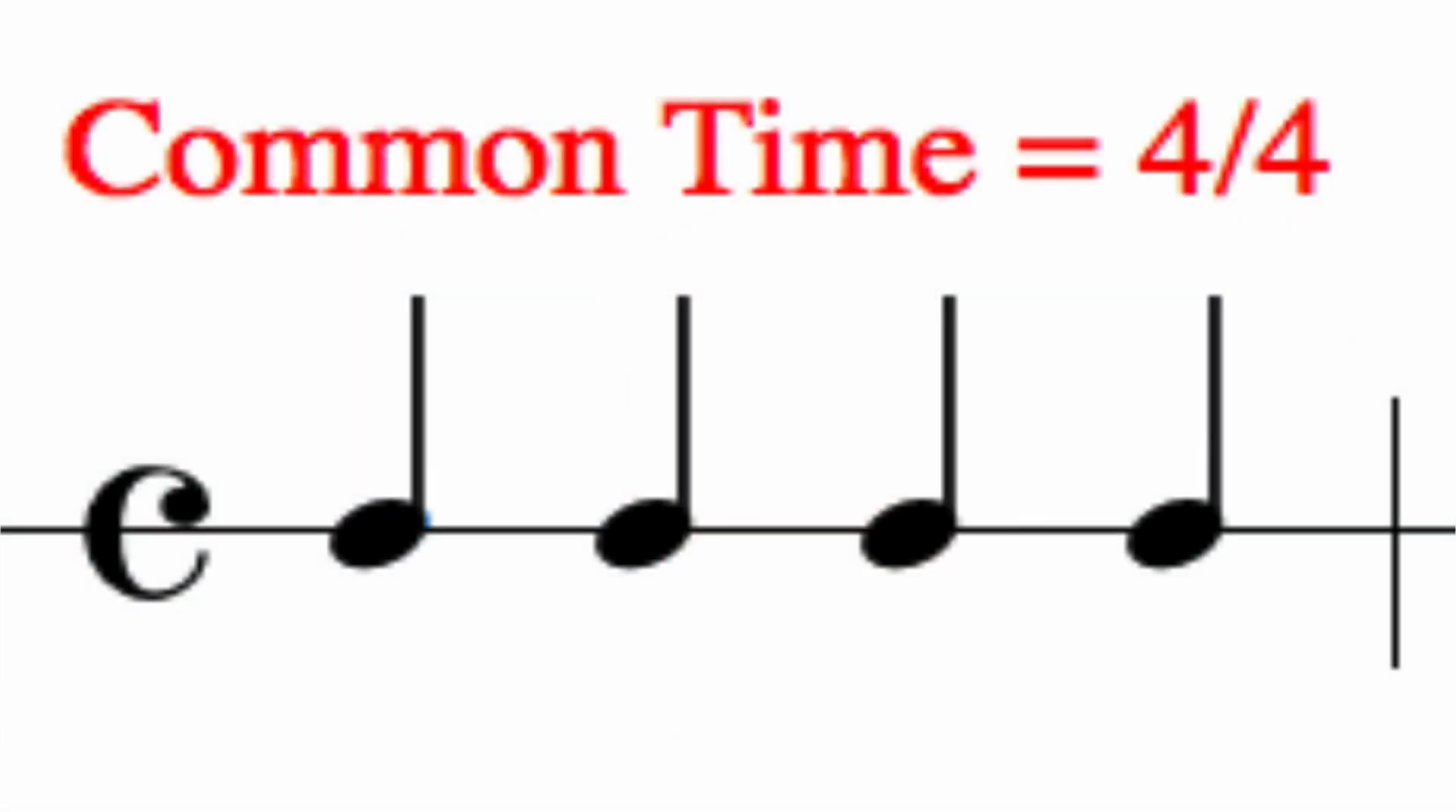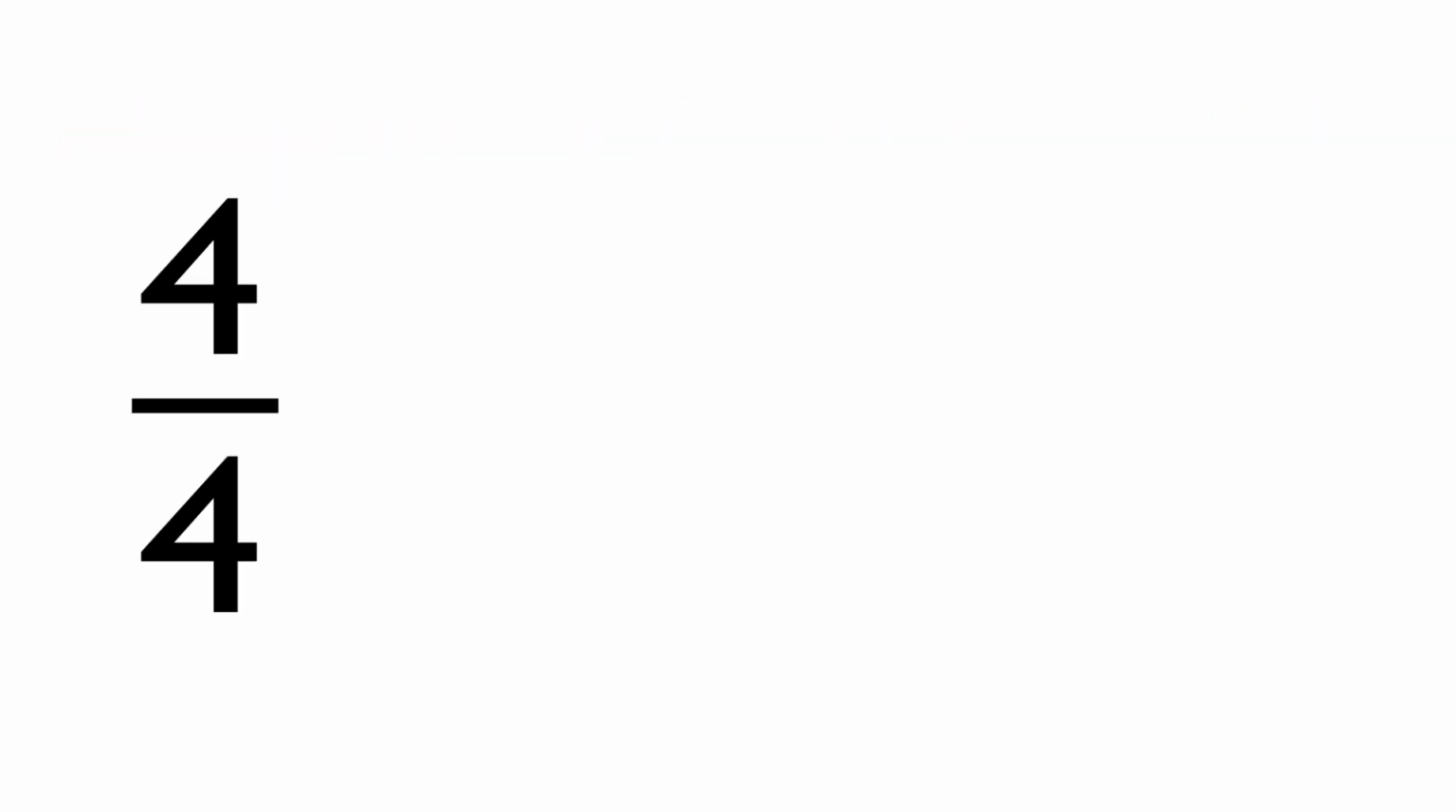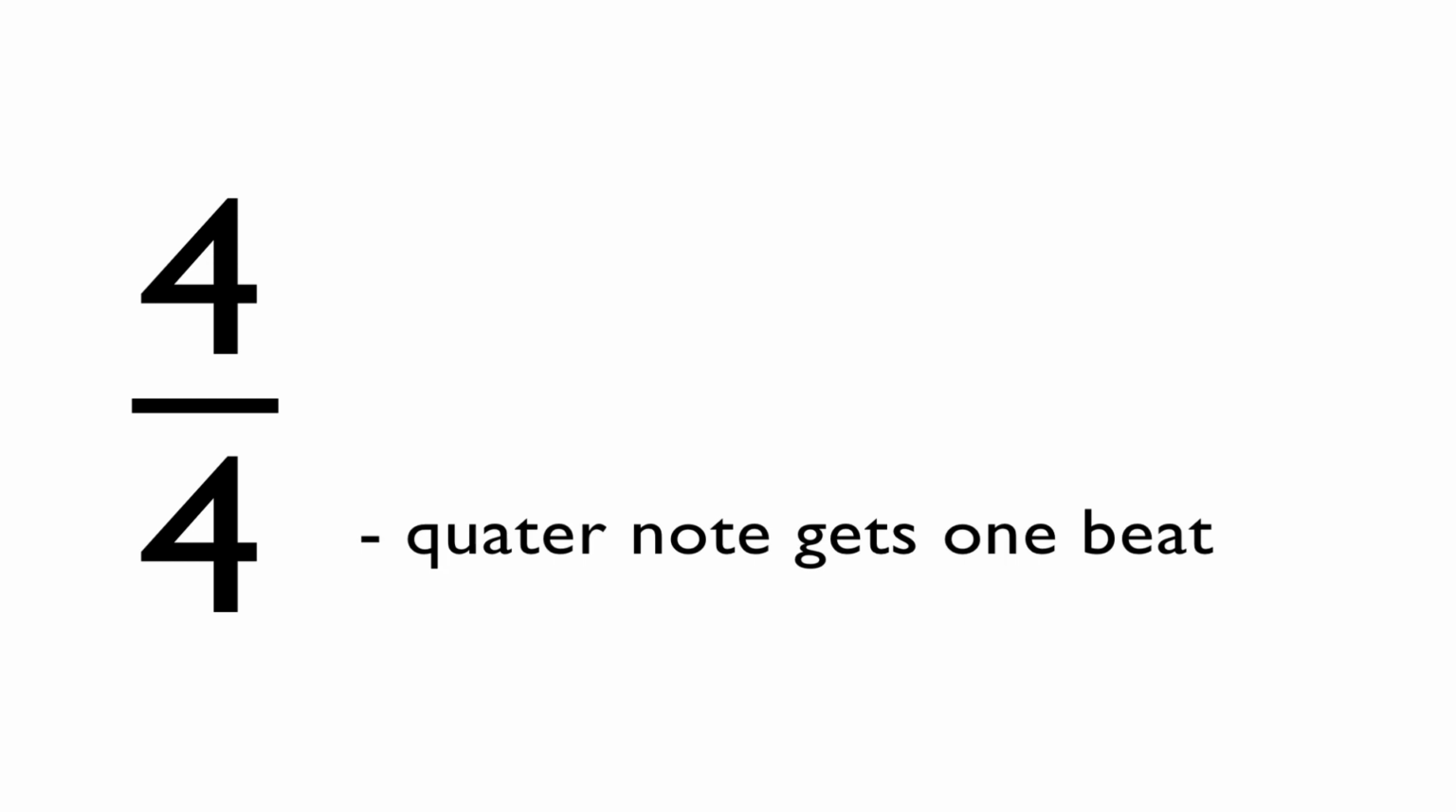In fact, it's so common it's called common time. Since the bottom number is a 4, we know that each beat equals a quarter note, and there are 4 beats in each measure, therefore there's 4 quarter notes in a bar. Let's listen to an example of something in 4/4.